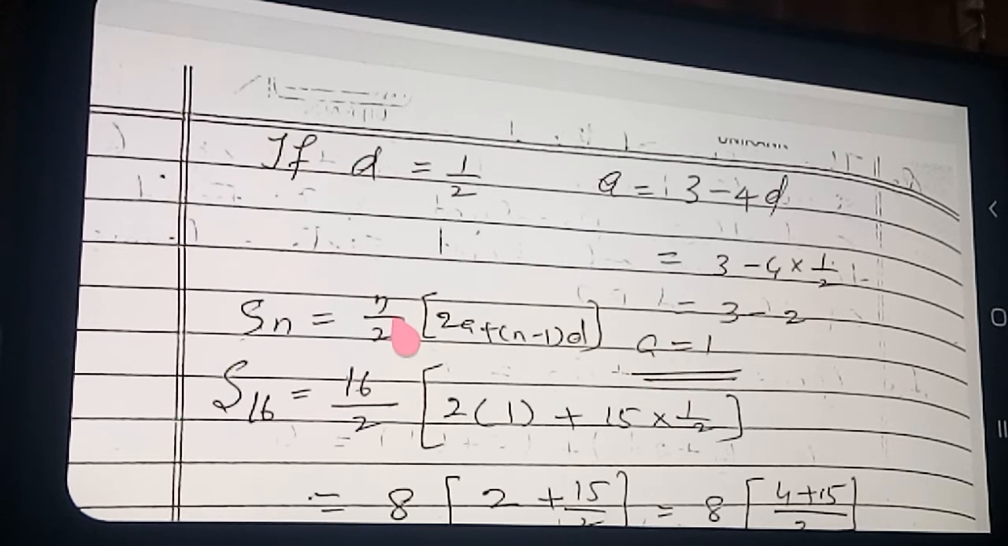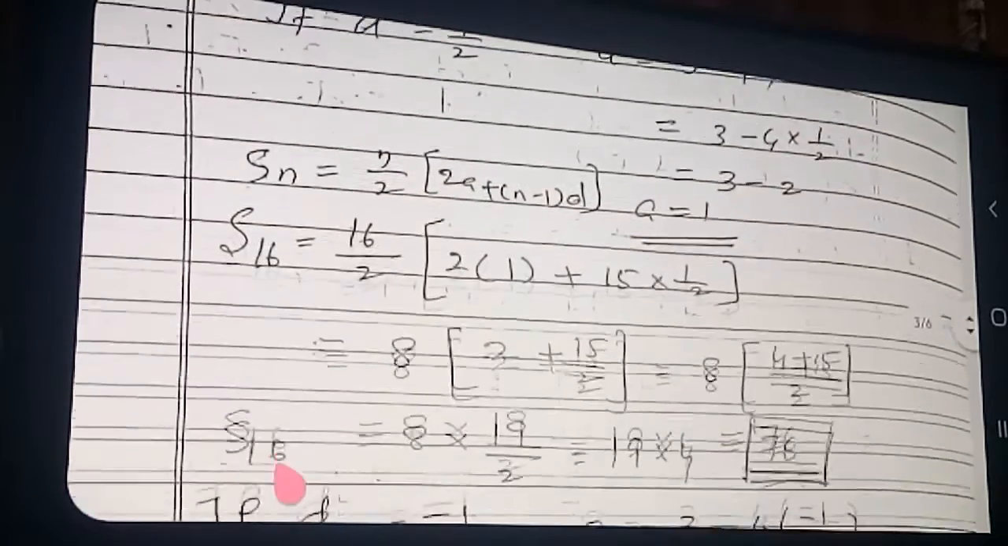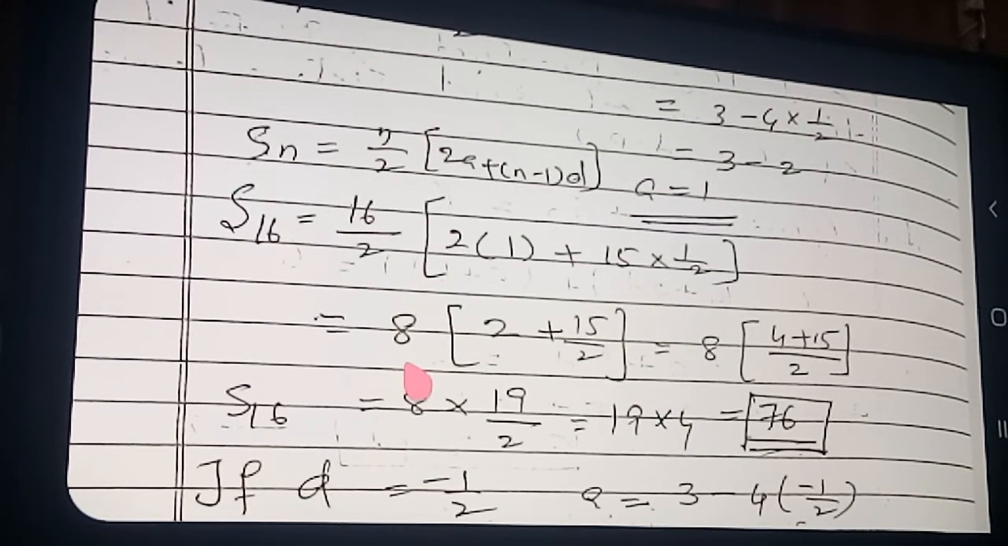n by 2 into 2a plus n minus 1 into d. Clear now, students? How many terms sum you want to find out? 16 terms. So the formula S16: apply in the place of n, 16 by 2 into 2 times the value of a, which is 1, plus n minus 1, that is 16 minus 1, 15, into d. What is the value of d? 1 by 2.